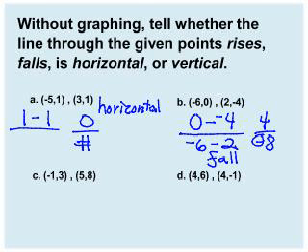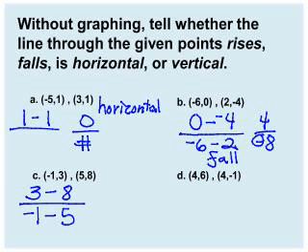Okay, on the third one, I've got my y1 minus my y2 and my x1 minus my x2. I get a negative 5 over a negative 6. So a negative divided by a negative gives me positive. This has a positive slope, so this is going to rise.